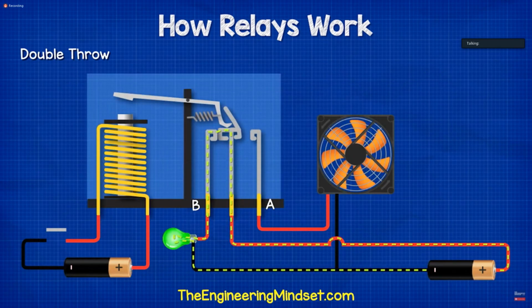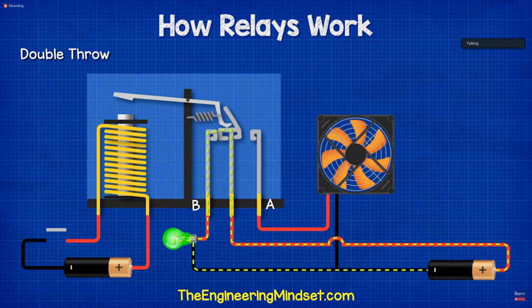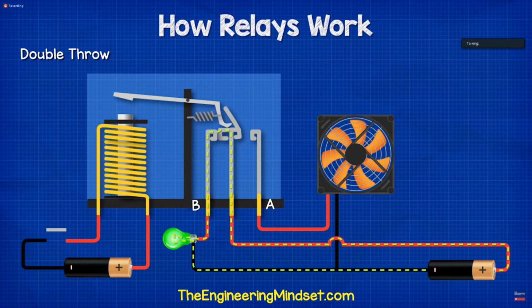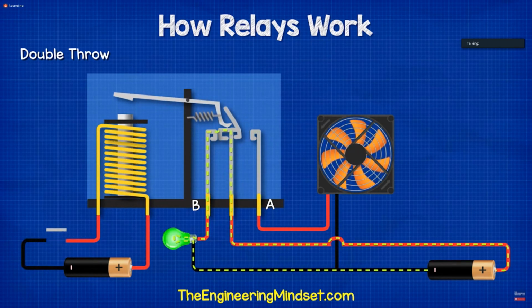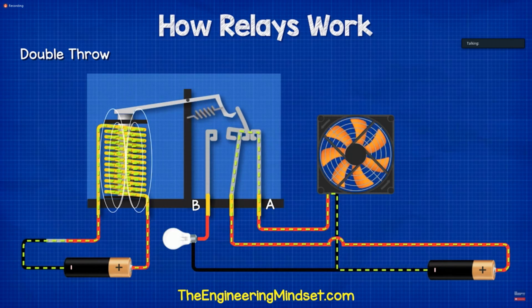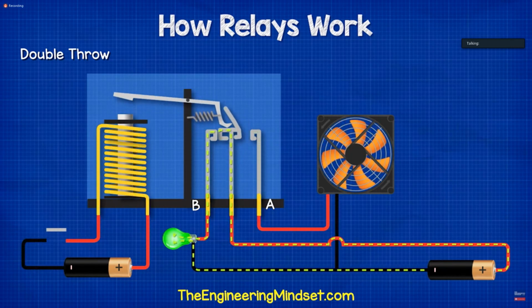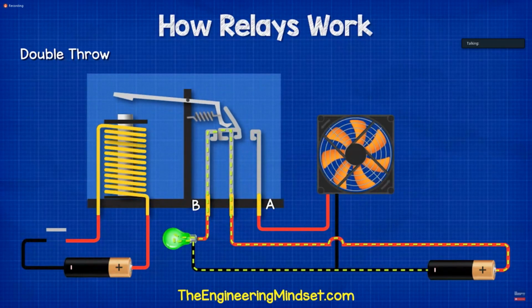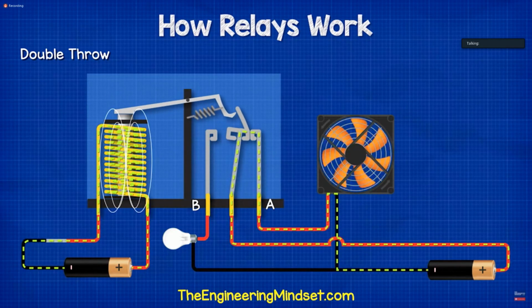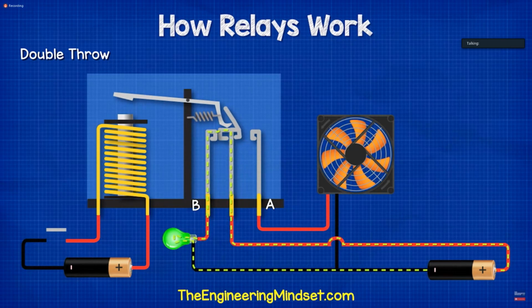In this example, when the primary circuit is open, the spring on the secondary side pulls the contactor to terminal B, powering the lamp. The fan remains off because the circuit is not complete. When the primary side is energized, the electromagnet pulls the contactor to terminal A and diverts electricity, this time powering the fan and turning the lamp off. So, we can use this type of relay to control different circuits depending on an event.